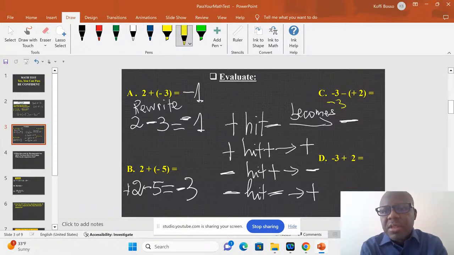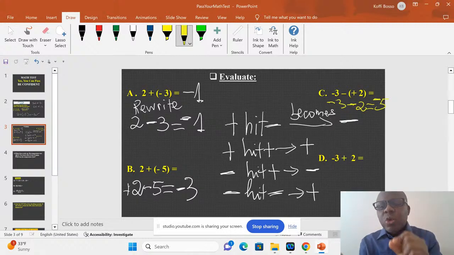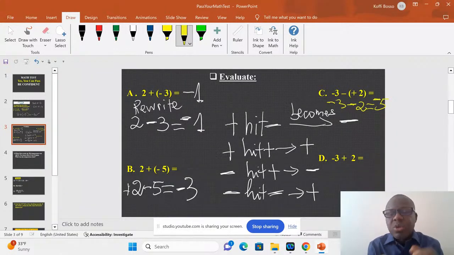So the negative will hit the positive if I remove the open parentheses, and that will turn to negative. And I have this, and the answer will be negative 5. Okay, let's tell you here. When the two numbers have the same sign, you add, and you keep that same sign.